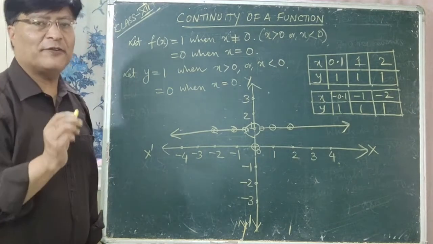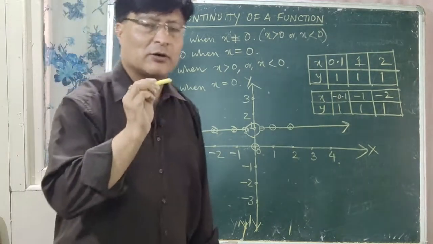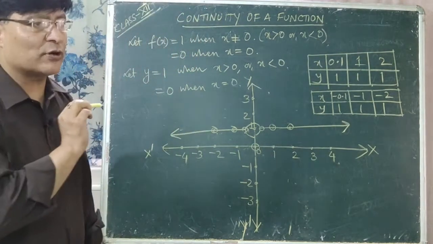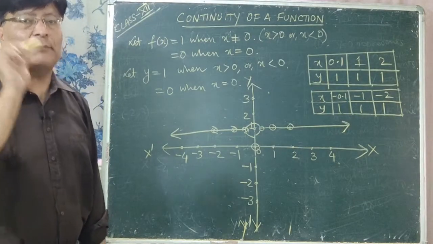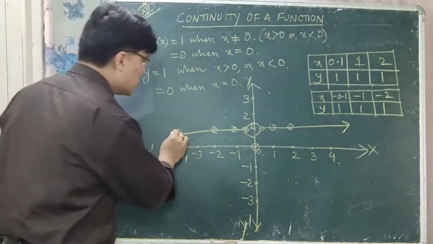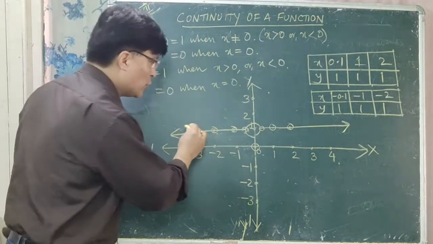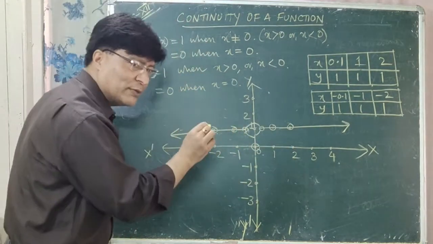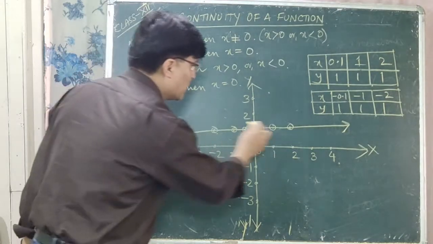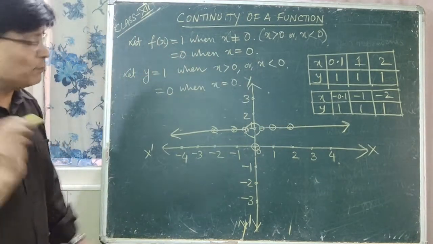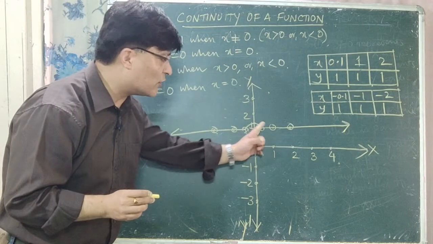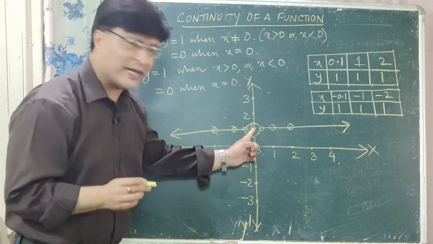So the graph is said to be continuous if you can draw the graph without lifting the pen. But in this case we have lifted the chalk out here. So if you can draw the graph without lifting the chalk, then this is known as a continuous graph. But in this case, this is not continuous because there is a break out here.